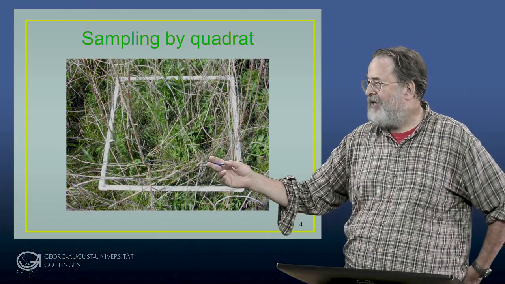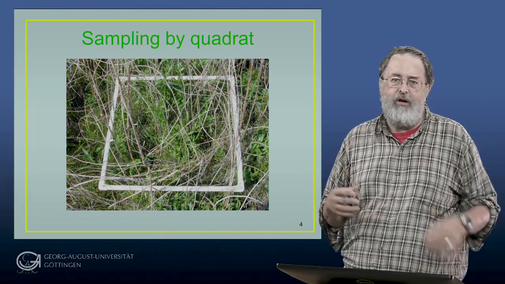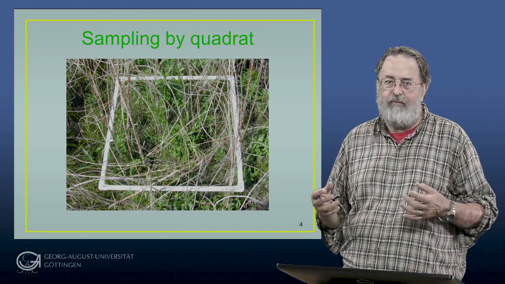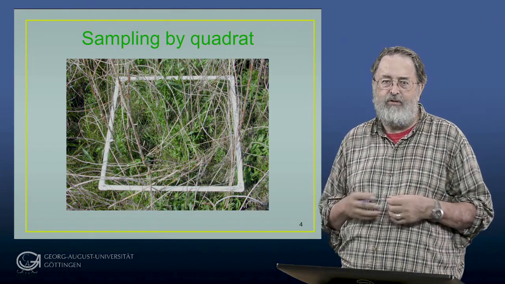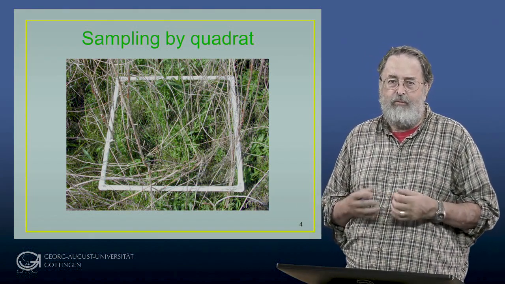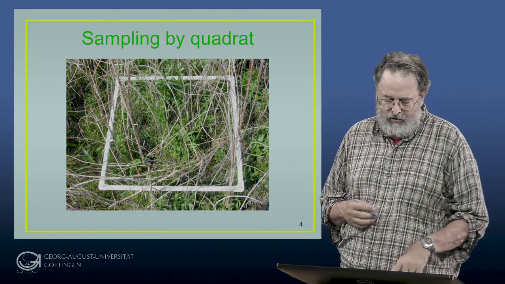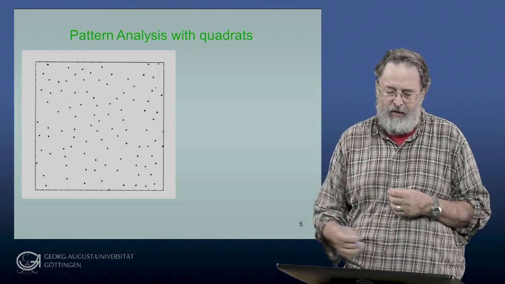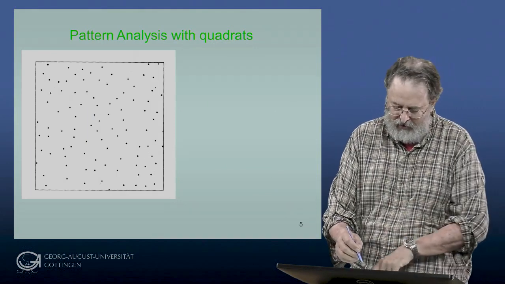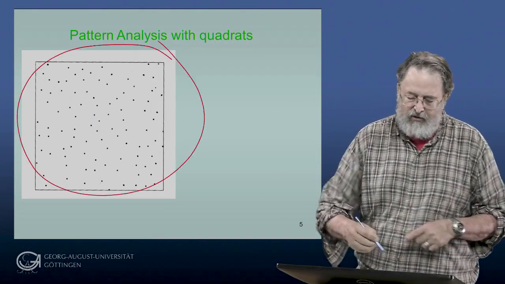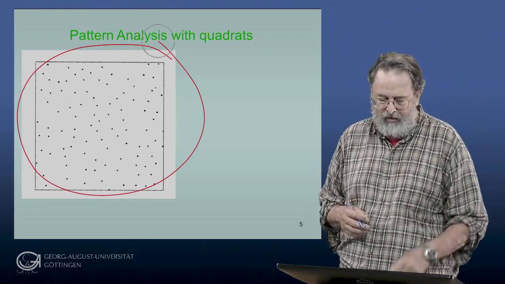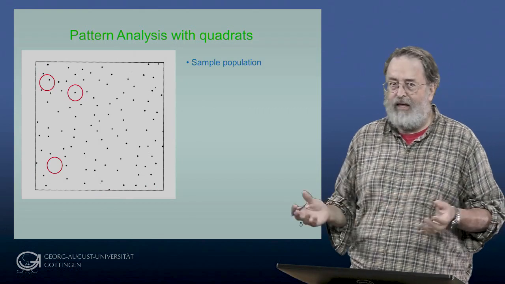Now, this is only one possibility. Some quadrats aren't square, they're rectangular. Others can be circular. They can be basically any shape that is easy to construct and use in the field. And when we use this approach, what we do is we go out into the field. This may be an area here that we're interested in studying. And so the first step is to throw out quadrats in a random pattern and sample within each one.